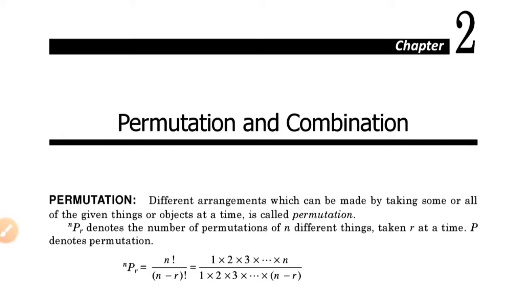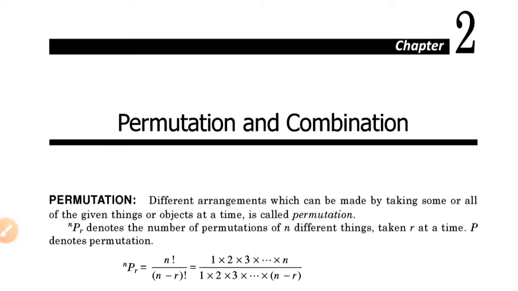Viewers, permutation and combination are equally important and applicable in many subjects like mathematics and sciences, including physics, chemistry, and biology, and statistics, and economics, and many more.